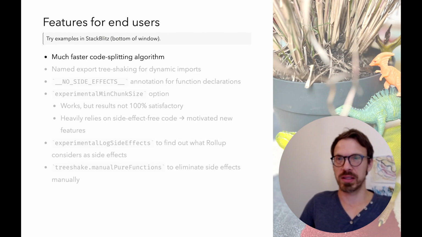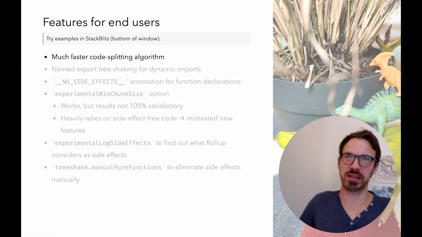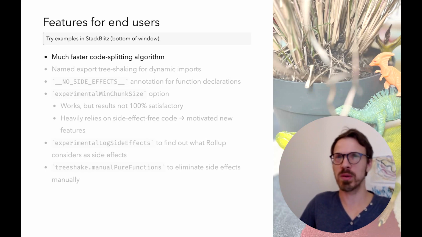So the first does not have an example, but the code splitting algorithm got much faster for large projects. We had a report from a user that Rollup was taking basically 2 hours for their project to build, and they did some digging and they found out that most of Rollup was okay fast with about 5 minutes, but it took 2 hours for the code splitting algorithm to complete.